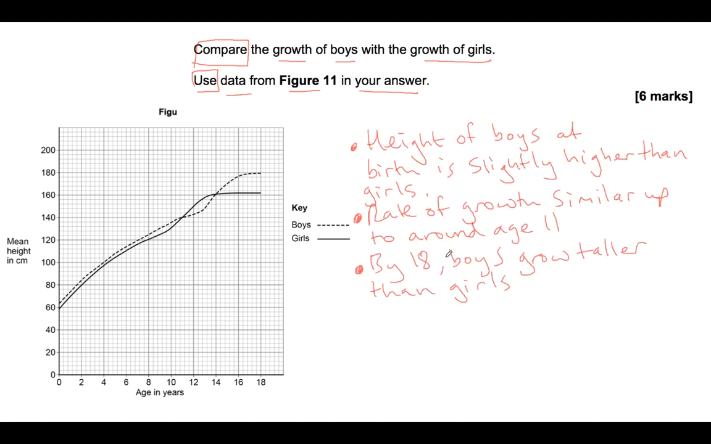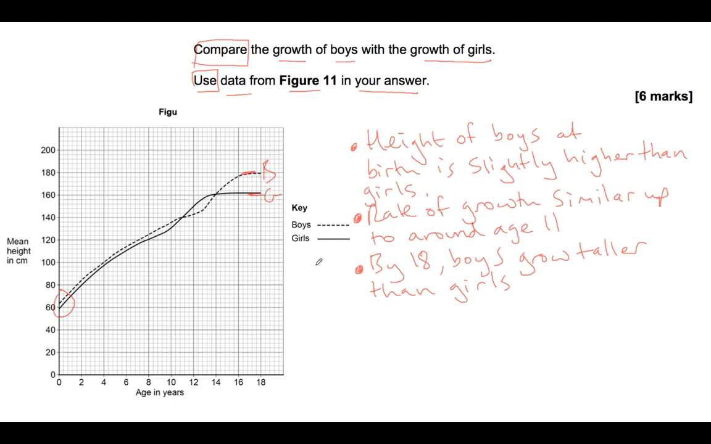Okay, so here are some general comparisons. The height of boys at birth is slightly taller than girls. You can see that here. The rate of growth is similar up to around age 11. It's not identical, but it's similar. It's following the same sort of rate. That's the amount of growth you would see per year. Very similar because the line is a similar steepness. And by 18, boys are taller than girls.